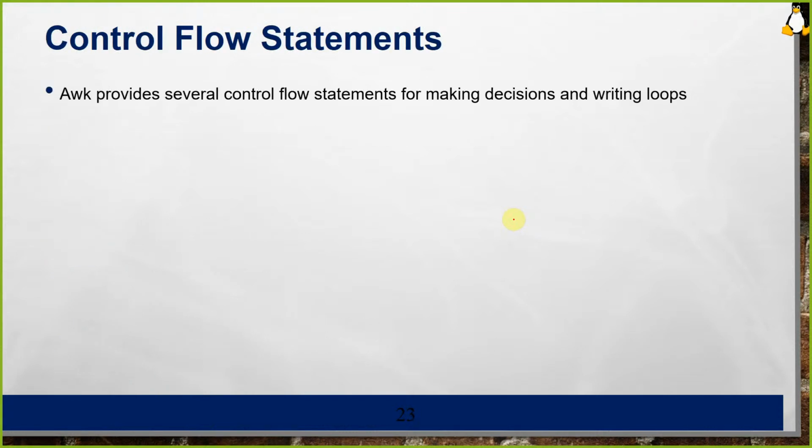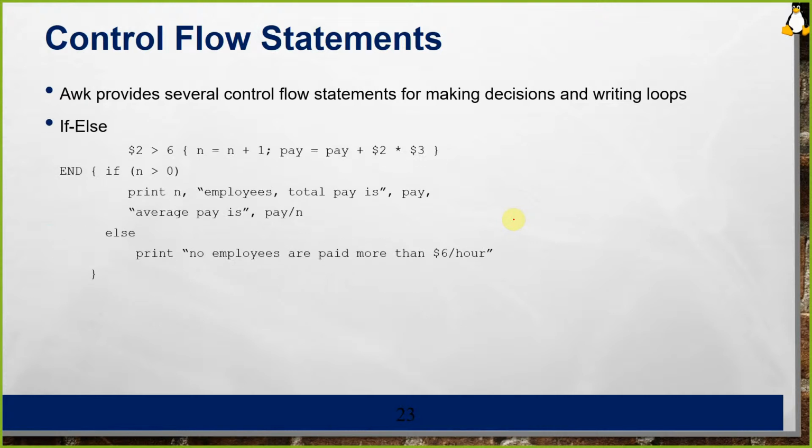Then we have the control flow statements. Awk provides several control flow statements for making decisions and writing loops. By now I am sure you have visualized that we are talking about some flat file database. We want to perform calculations or summaries or conditional calculations or repetitions. We want to process the records based on conditions using loops and then display the summaries. So this requires loops also. Awk provides several control flow statements for making decisions and writing loops. For example, we have the if-else statement.